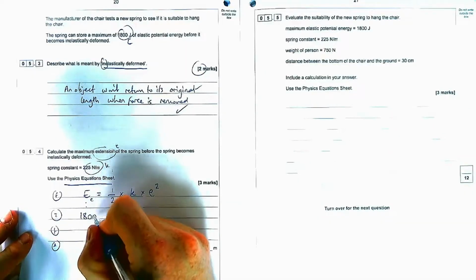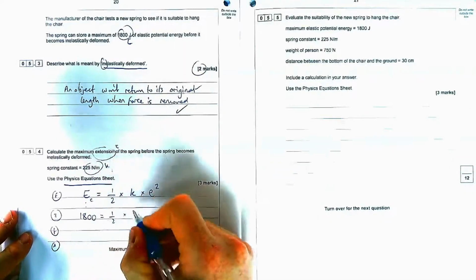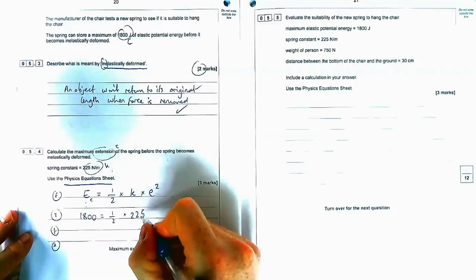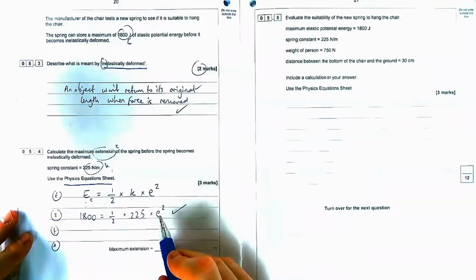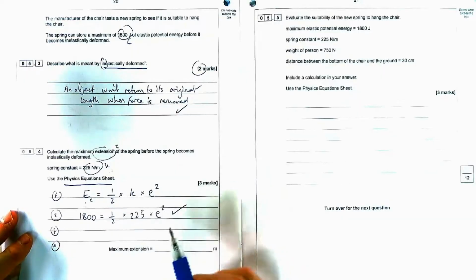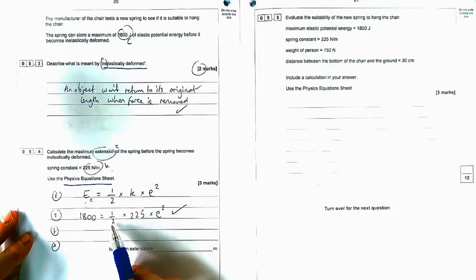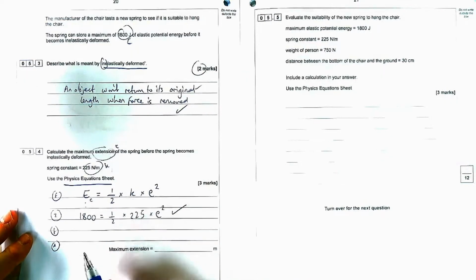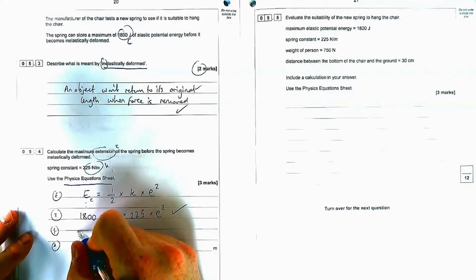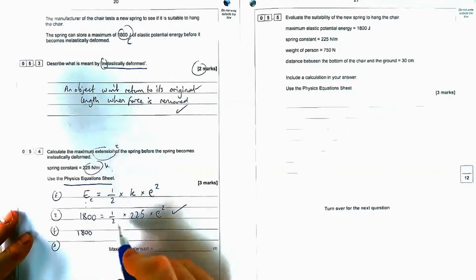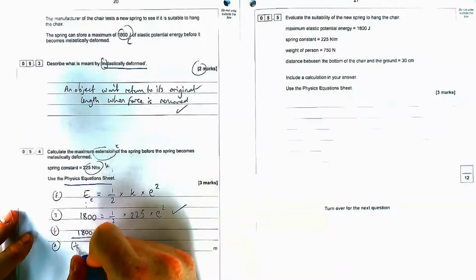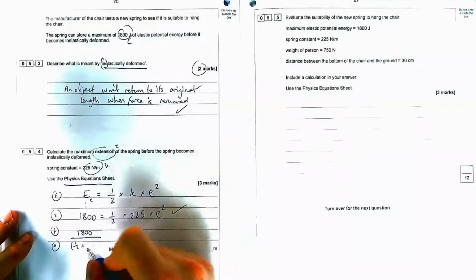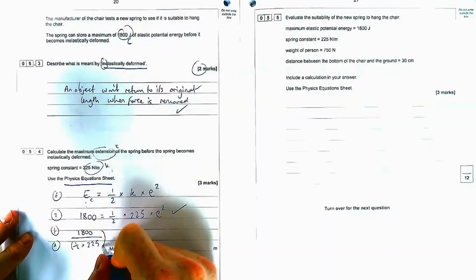Now you can do this bit first if you want to, a half times 225. I've not really got room to do so here, but I can just transfer both those things. They're currently times by e squared, so I need to divide them from this side to be able to find e squared by itself. Just make sure you're keeping an eye on brackets and things like that. And what you'll find is that that equals e squared. Okay, so to find e, the extension overall, you'll therefore need to do the square root of these things.